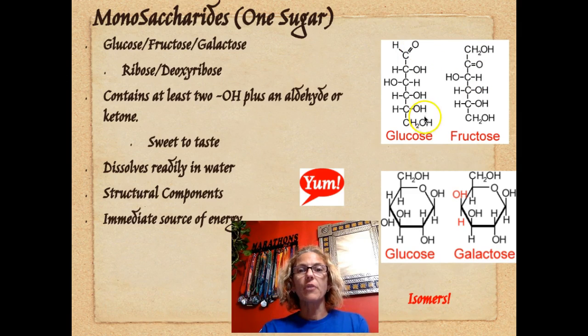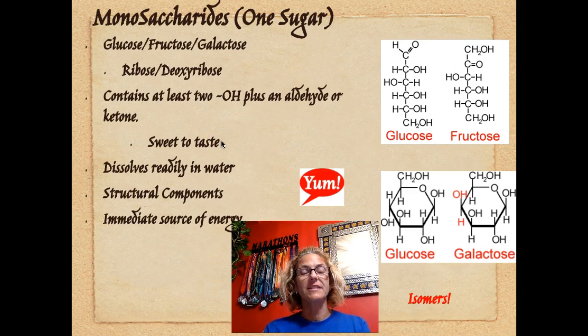So you'll notice that both glucose and fructose have the same chemical formula. If I counted up those atoms, I would have C6H12O6. So how are they different? How do they have different properties? They're isomers. Remember, isomers are molecules that have the same chemical makeup, they're just arranged differently. So you'll notice that the carbonyl group is on the first carbon versus here it's on the second carbon right there. Okay. Other characteristics of sugars are that they're sweet to taste.